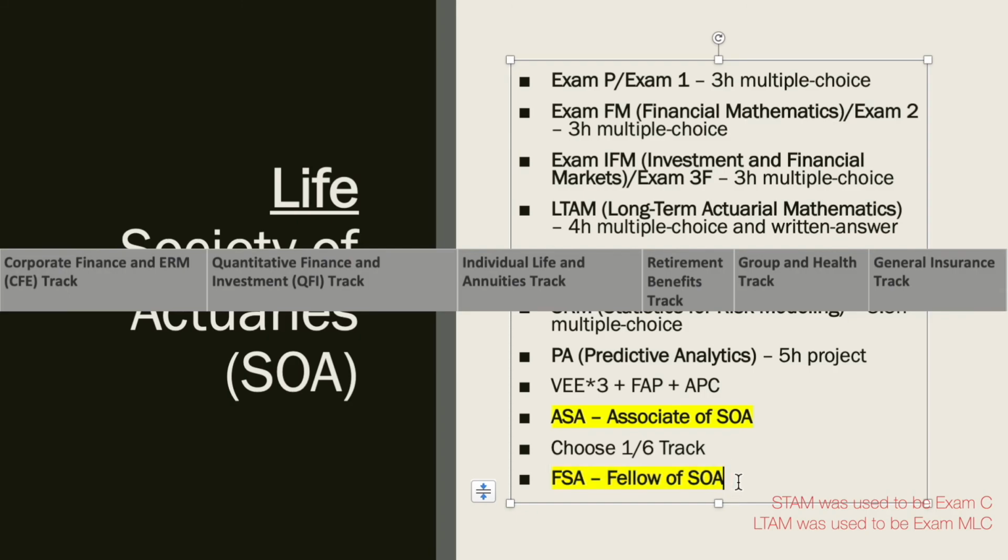I don't know much about those tracks in detail, but I've heard the quantitative finance and investment track is a calculation-intensive track, and it seems to be the most difficult one. And the easiest one seems to be the retirement benefit track, according to the pass rate. But I'm sure at the end of the day, the easiest track for you will be the one that you've had experience with and the one that you're most interested in.